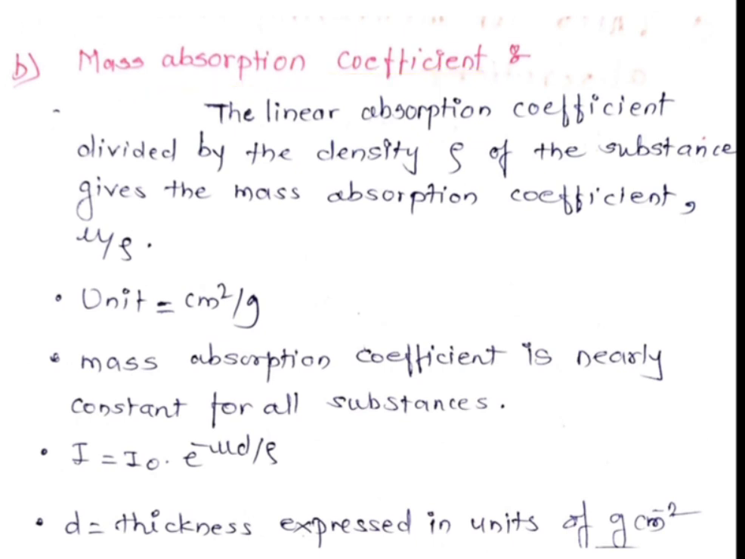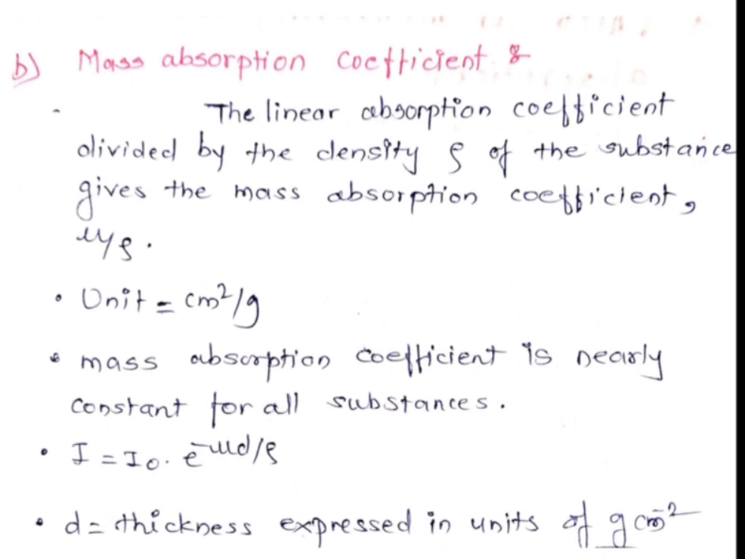As we know the linear absorption coefficient equation, just divide that mu by rho and we will get the mass absorption coefficient, and rho is the density. So the mass absorption coefficient is given by the equation mu by rho, and its unit is centimeter square per gram, and the mass absorption coefficient is nearly constant for all substances.